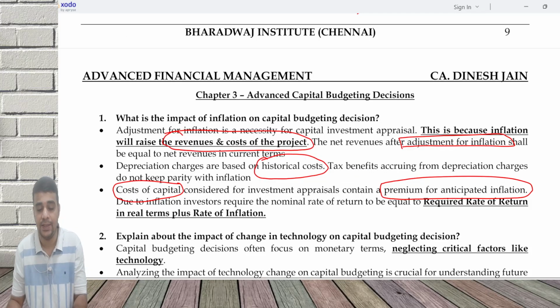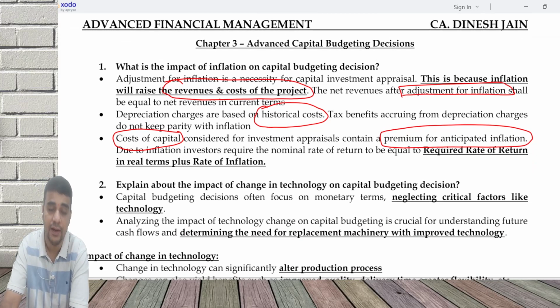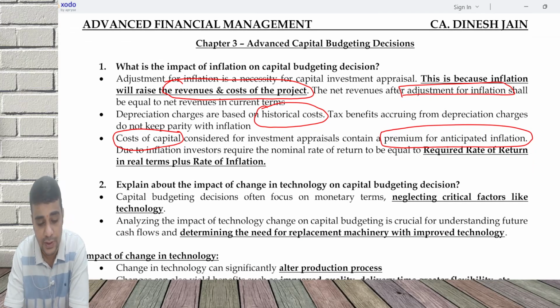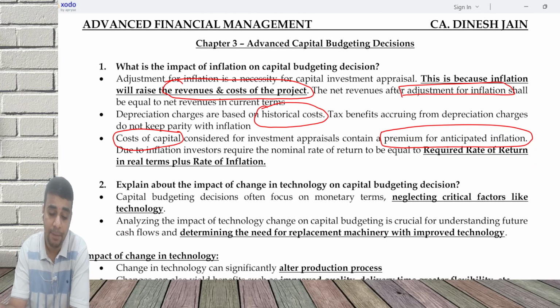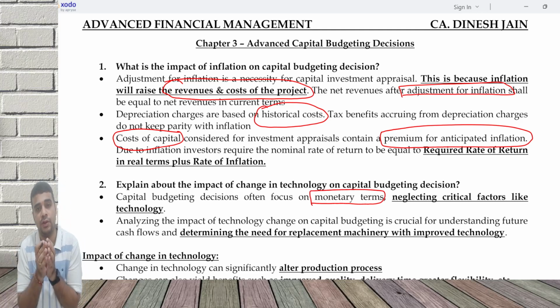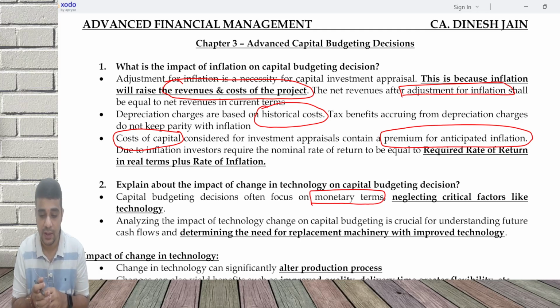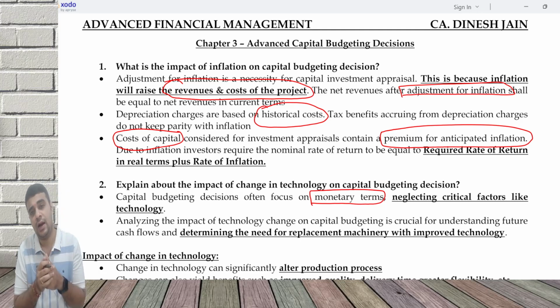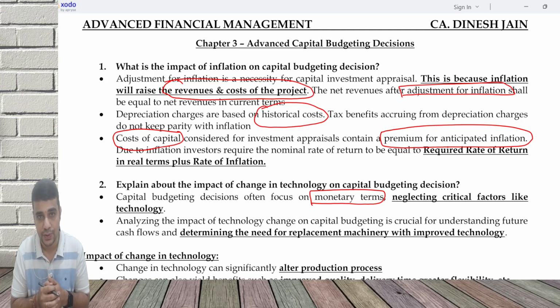Technology as an item, it could be difficult sometimes to consider the impact. Capital budgeting often focuses on monetary terms, neglecting critical factors like technology. Because our focus is mostly on the monetary item, we end up ignoring these critical factors like the technology which is there. So then what is the organization required to do here?